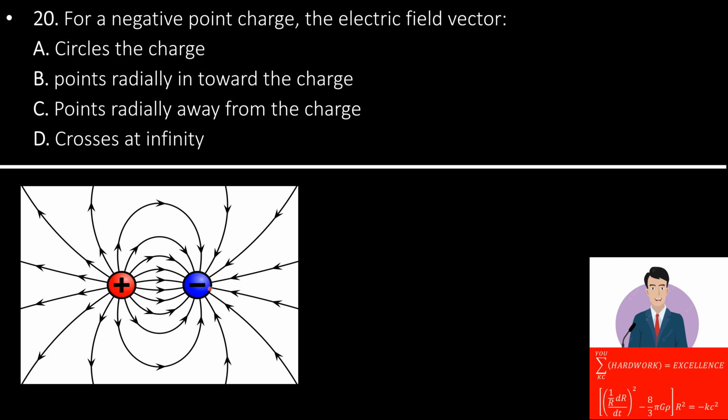Because field lines are actually taken as the direction of the force that this particular charge would exert on a unit positive charge placed at this point in the field, right? So this positive charge will be repelling, this negative charge will be attracting, and that's why they are entering. All right, and so the answer here is B: points radially in towards the charge for a negative charge, but for a positive charge they'll point radially outwards from the charge.